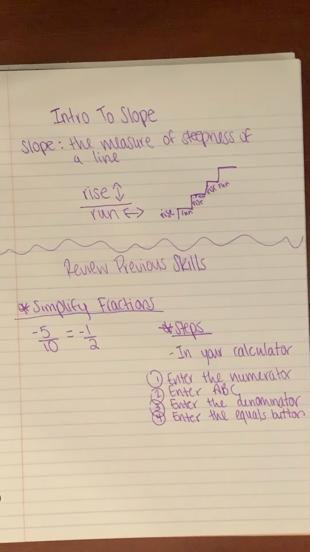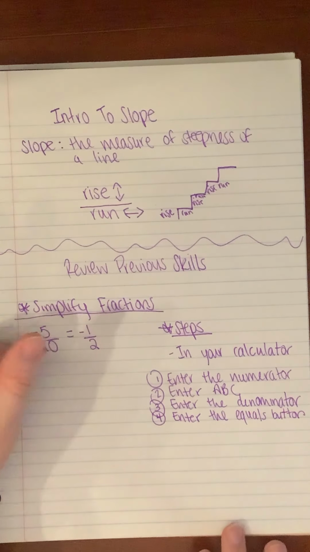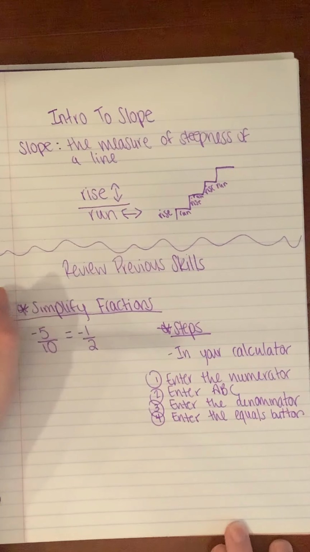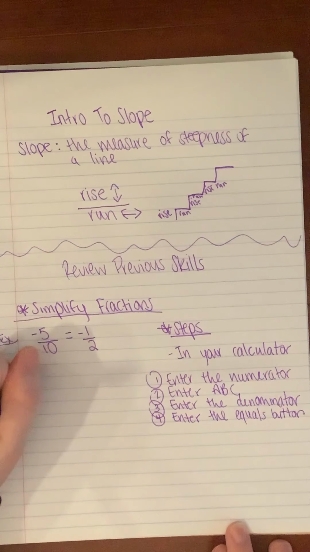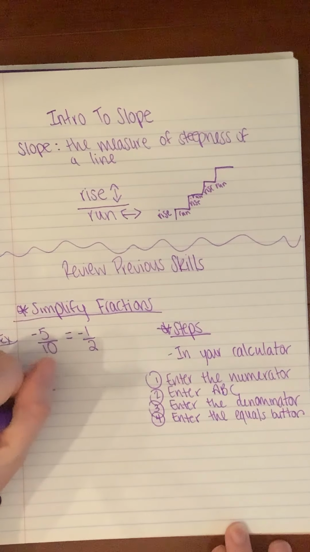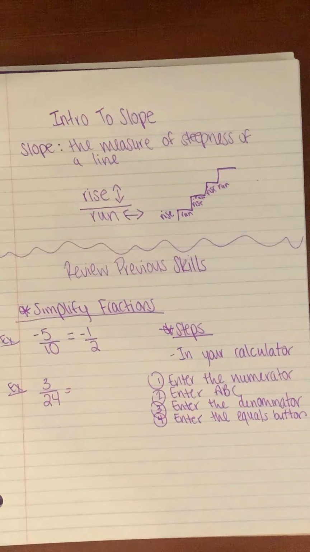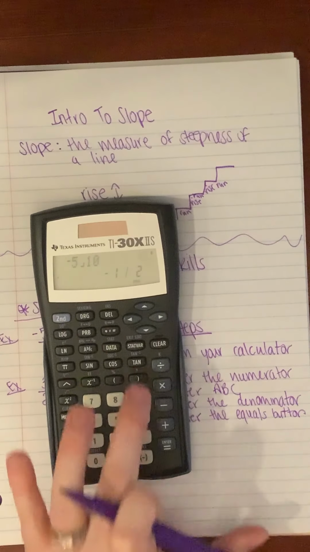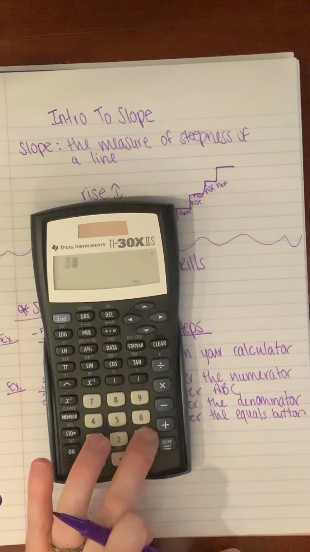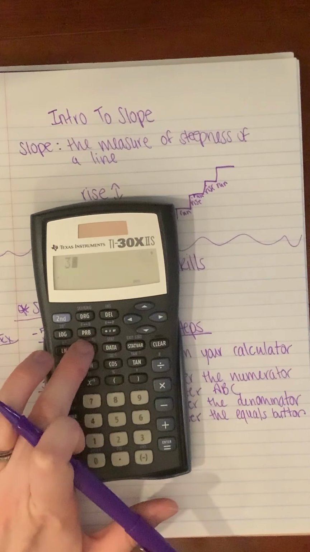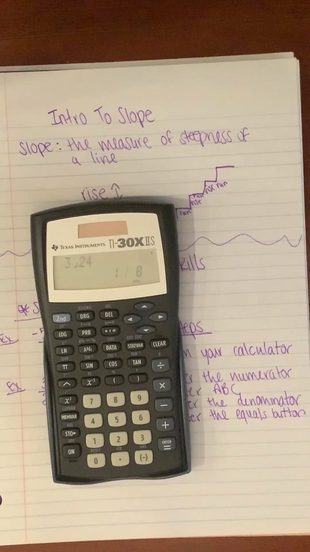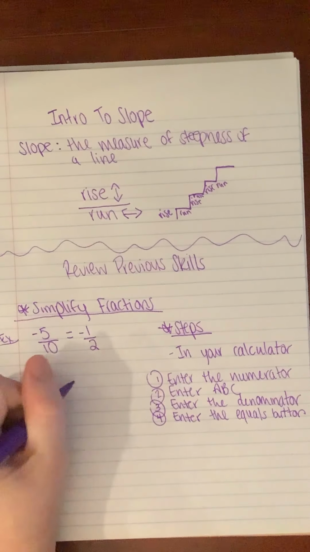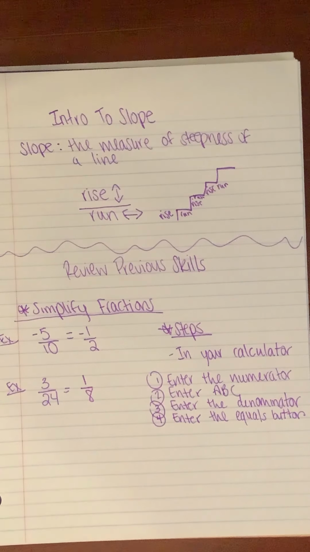Perfect. So if I wanted to simplify another fraction, let's look at another example. Let's say I had 3 over 24. Same thing. I'll grab my calculator, enter 3, that ABC button, which is right here below the PRB, 24, equals 1/8. All right, so simplifying fractions is definitely going to come in handy.